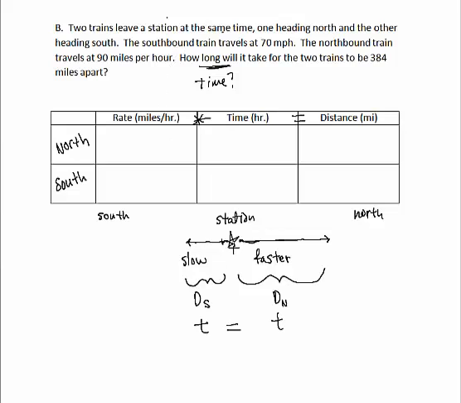Okay, and so imagine these two trains stopping, traveling the same amount of time and stopping at the same time. Then what the problem is telling us is that they are 384 miles apart. So D south plus D north, even though one is longer than the other one, when we add the two together, we get 384. But it took each train the same amount of time traveling to accomplish this distance of 384 miles. Okay, this tells you how we're going to set up our equation in the end.